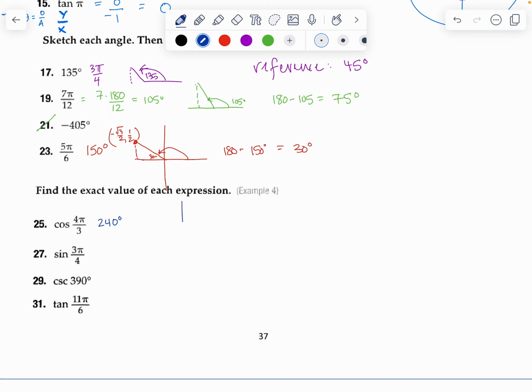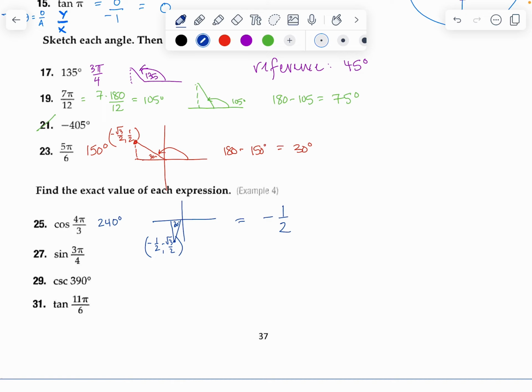All right, so 240. I always like to draw a little picture here. 240 would be right here. The reference angle is 60 degrees. That's a 60. So the coordinate for that point would be negative 1/2, comma, negative square root of 3 over 2. So the cosine there, the x value in other words, is negative 1/2.